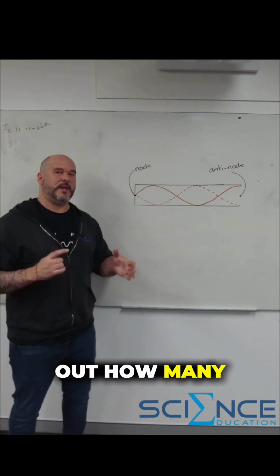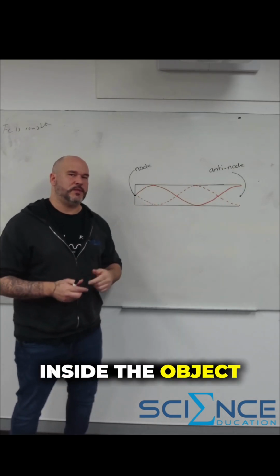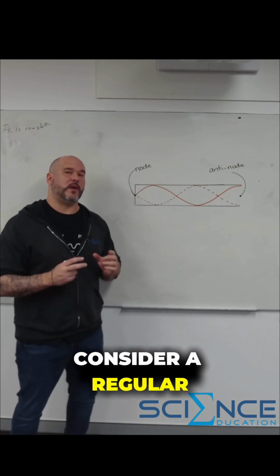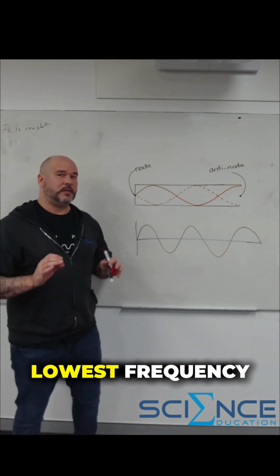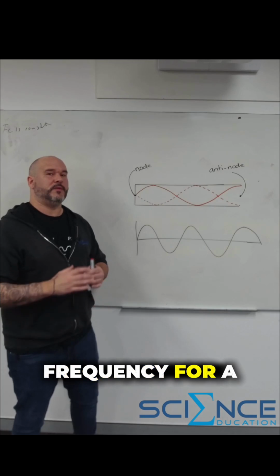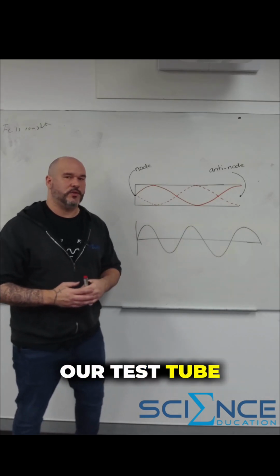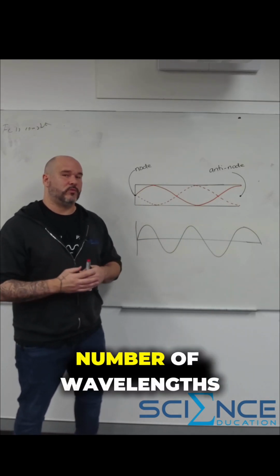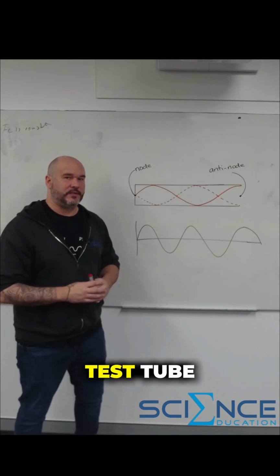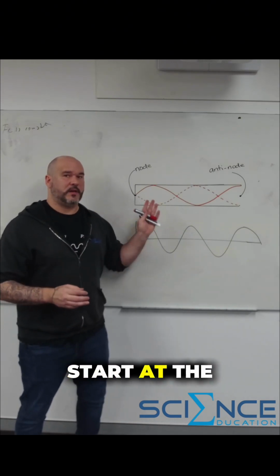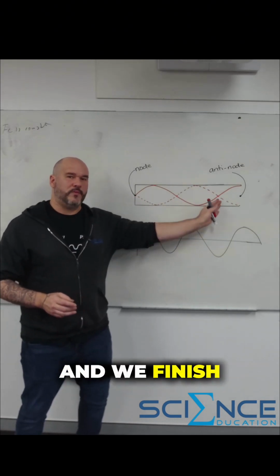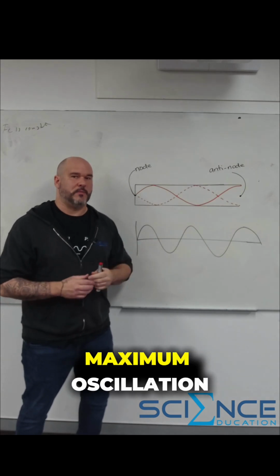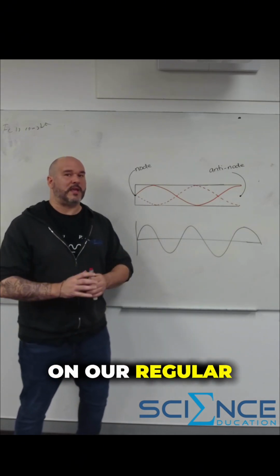And to figure out how many wavelengths are present inside the object, the easiest way is just to consider a regular sine wave. So if we want to find the lowest frequency or the fundamental frequency for a standing wave inside our test tube, we need to figure out what is the lowest number of wavelengths that can actually fit inside our test tube. And to figure that out, we simply just start at the region where there's no oscillation, and we finish at the first region where there's maximum oscillation. So what does that look like on our regular sine graph?